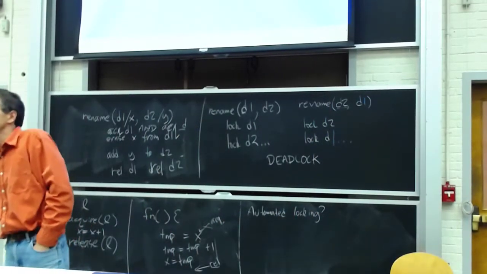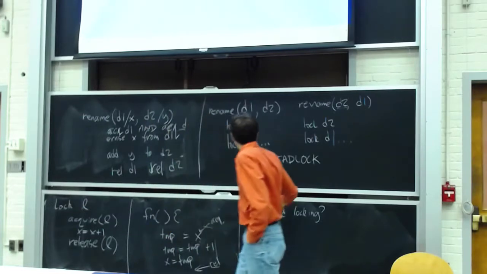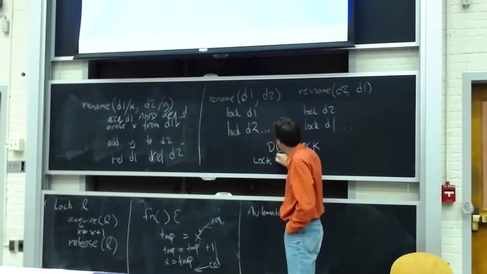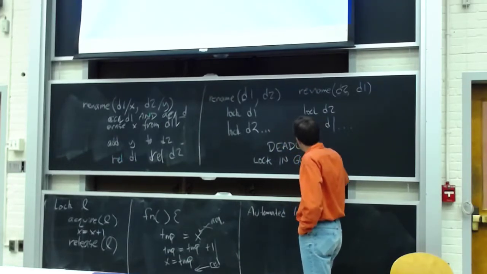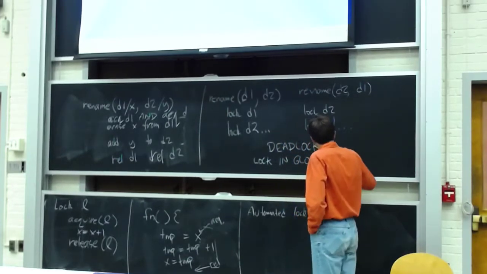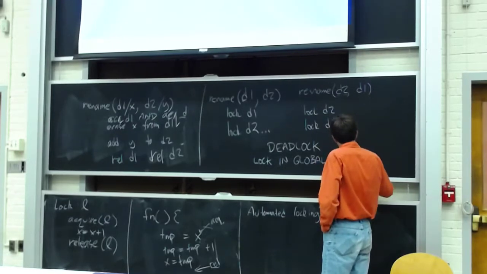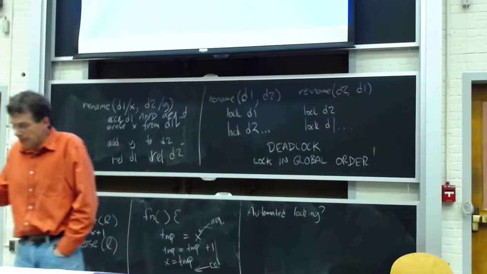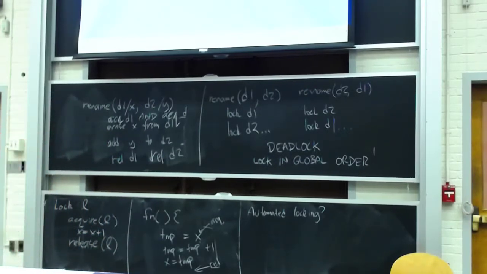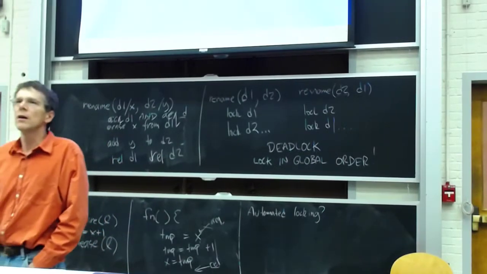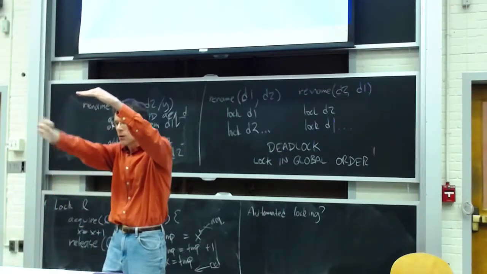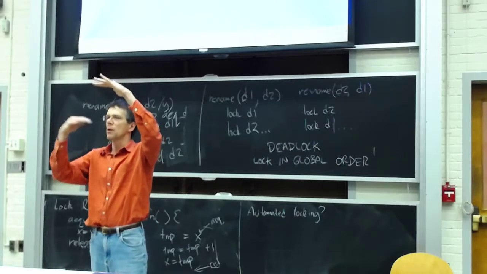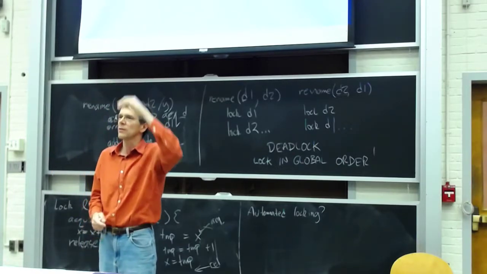This is a big pain. Right? So the answer is there has to be some global order of locks. It's very annoying, because what this means is that any point in the code that takes out a lock and then calls some functions has to be aware of all the locks that might be acquired by the functions that it calls while it's holding its lock.